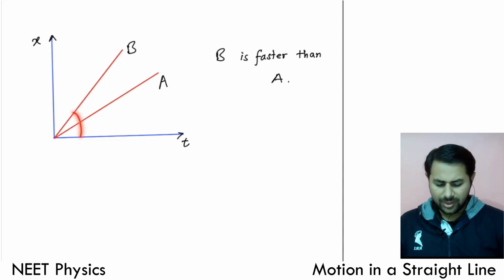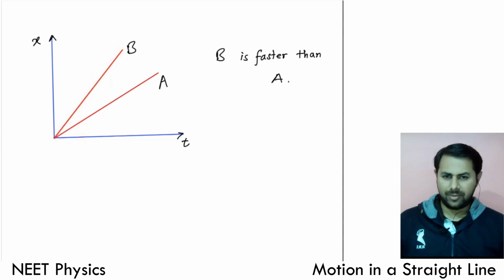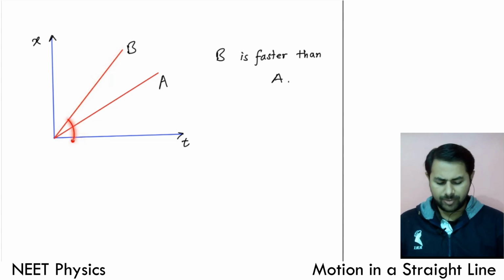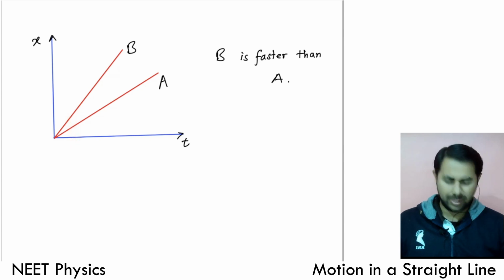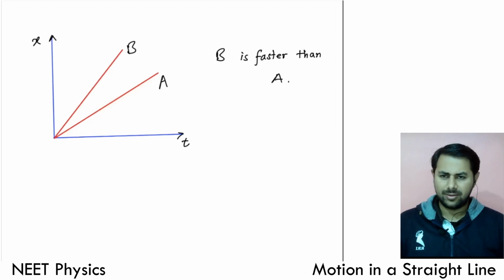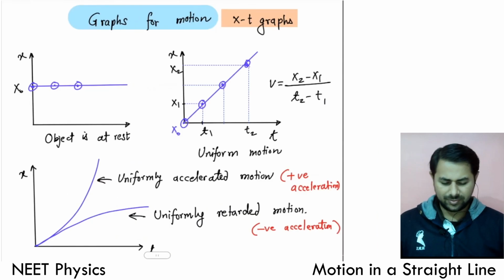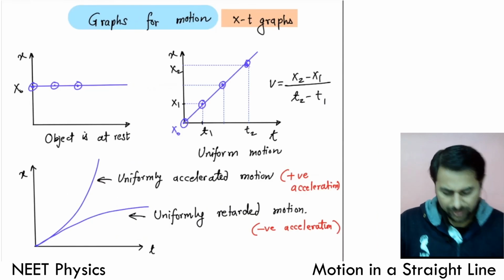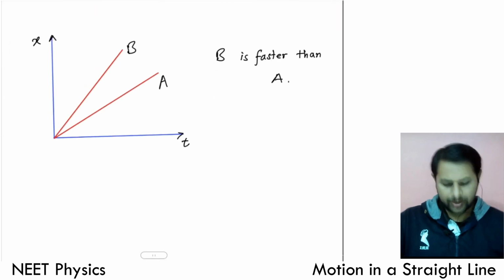Because the slope of B would be greater than the slope of A. Yeah, the angle is more, so the slope of B is greater than the slope of A. Right? This is very, very simple. B is faster compared to A. Okay, so this is simple.